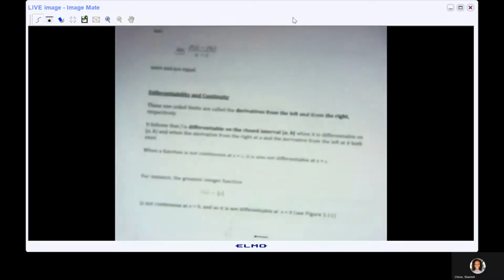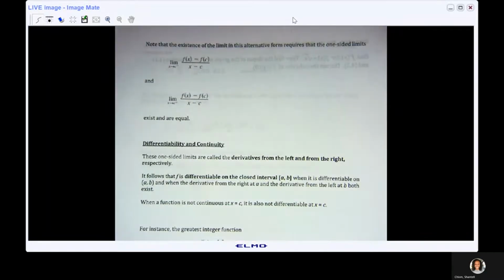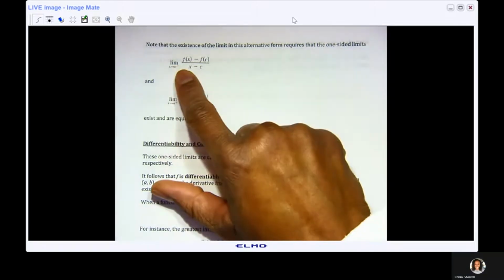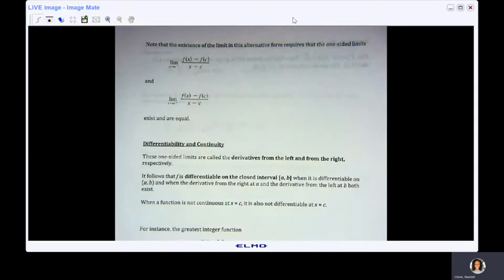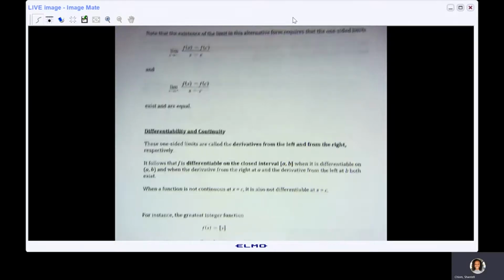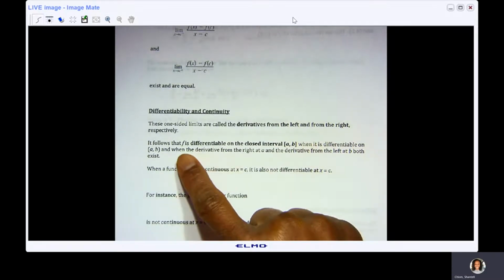And as x approaches c to the right, those values have to exist. The left and right side limits have to exist, and they have to be equal. These one-sided limits are called the derivatives from the left and from the right, respectively.